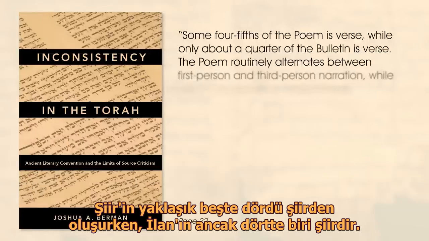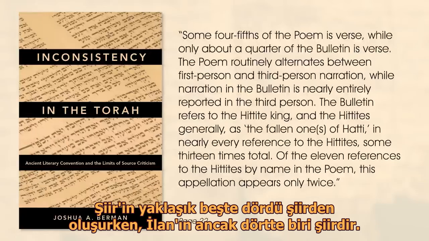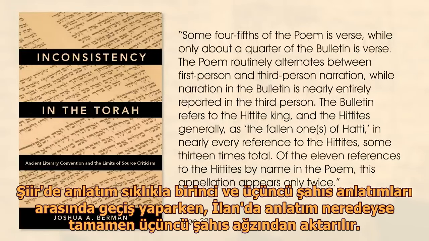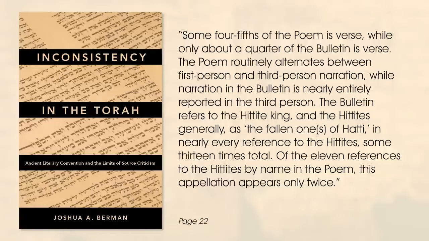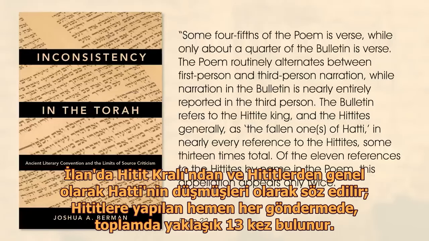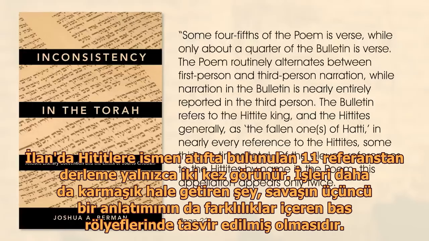Some 4/5 of the poem is verse, while only about a quarter of the bulletin is verse. The poem routinely alternates between first-person and third-person narration, while narration in the bulletin is nearly entirely reported in the third person. The bulletin refers to the Hittite king, and the Hittites generally, as "the fallen ones of Hatti" in nearly every reference to the Hittites, some 13 times total. Of 11 references to the Hittites by name in the poem, this appellation appears only twice.